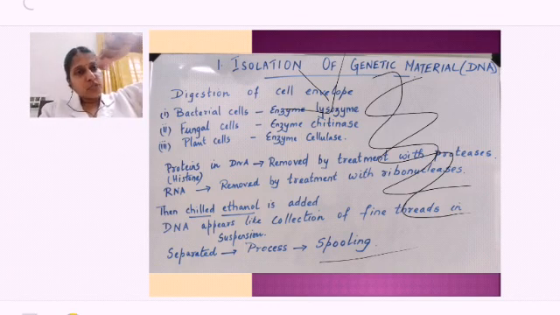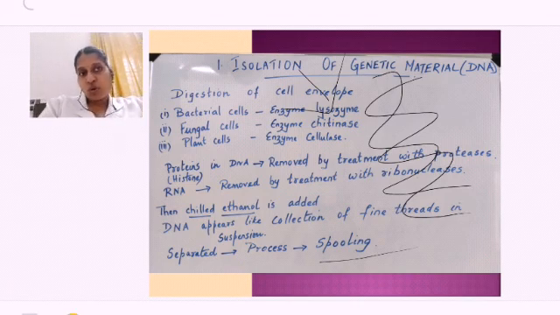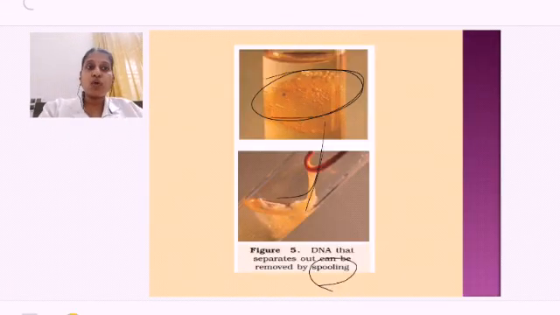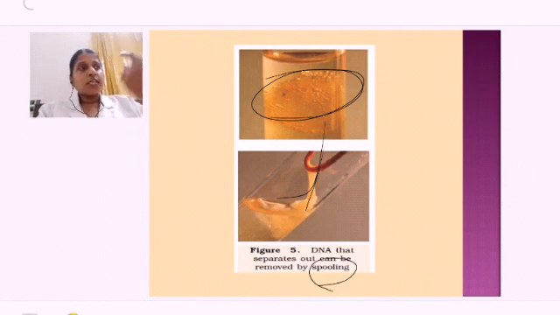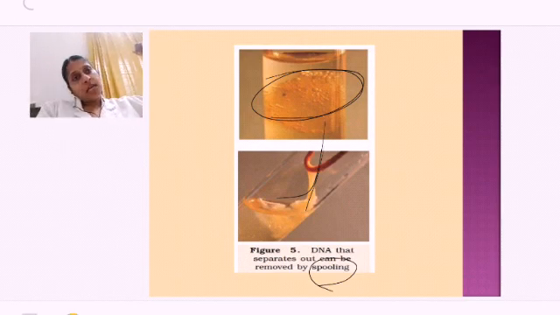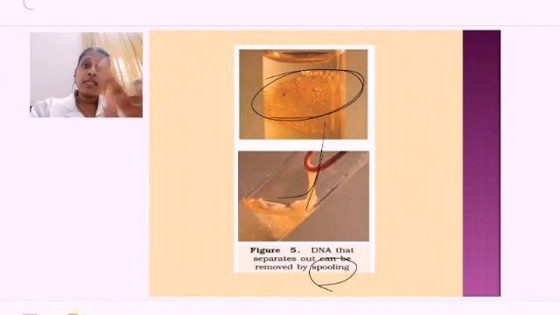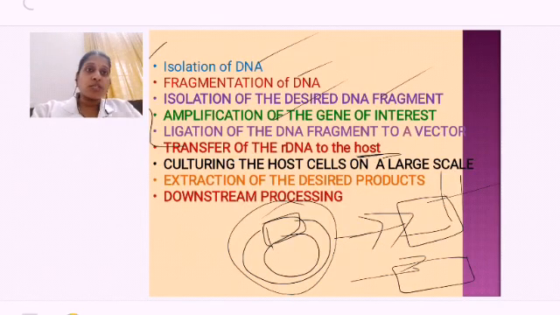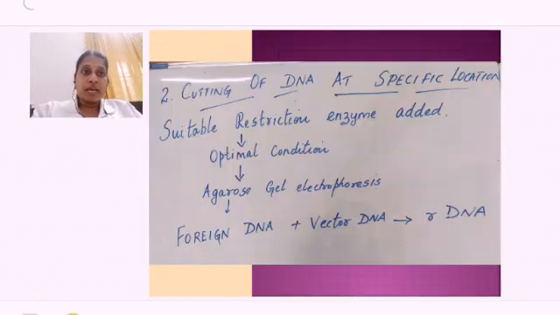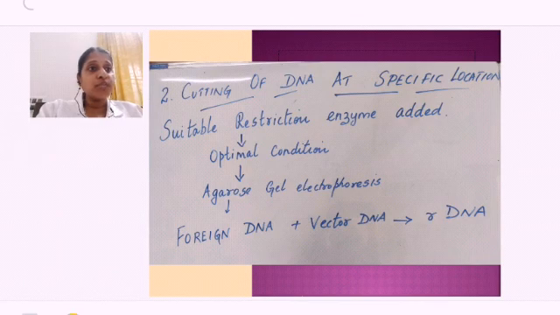That threads are slowly taken out by a process called spooling. If you take any stick and slowly put it like this and take it out, you will get the DNA out, right? That process we call spooling. After the spooling is done, we are moving on to the second process. Isolation is over. Now we are moving on to fragmentation, or cutting of DNA into many fragments. So for cutting DNA into many fragments, what do we have to do? So the DNA is taken out.